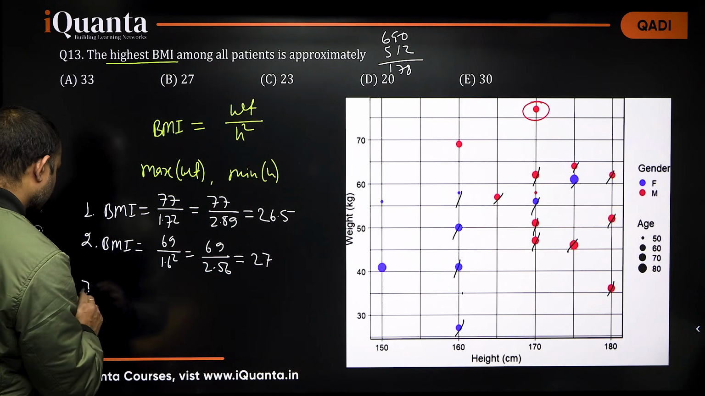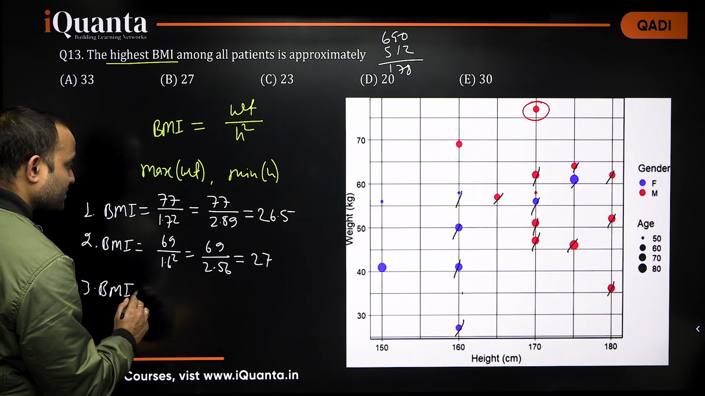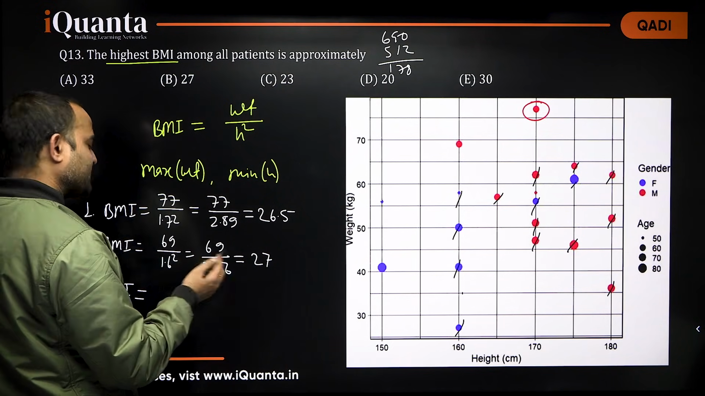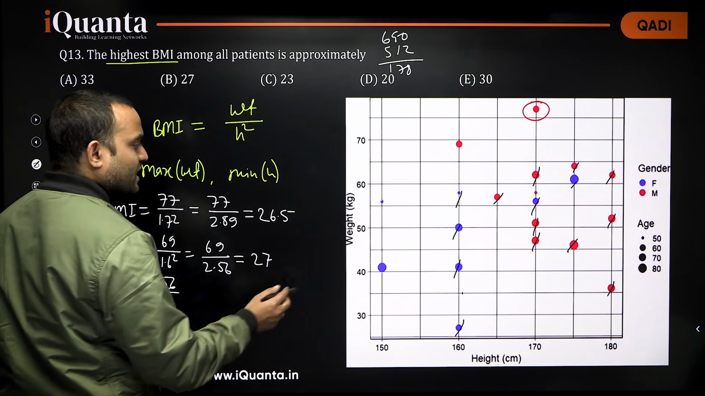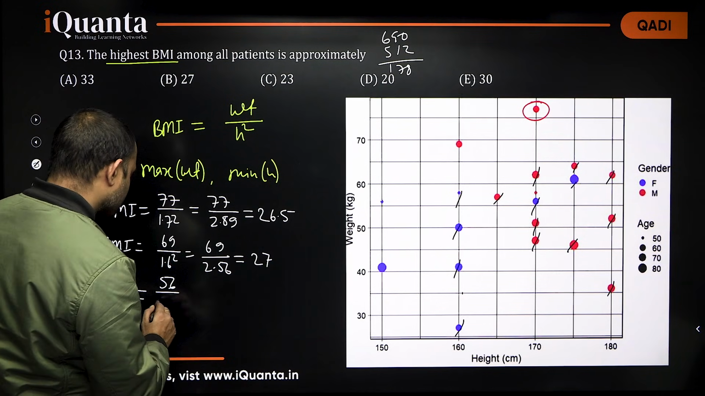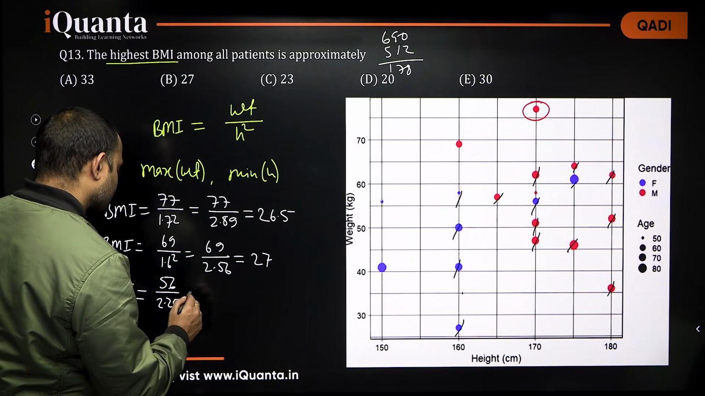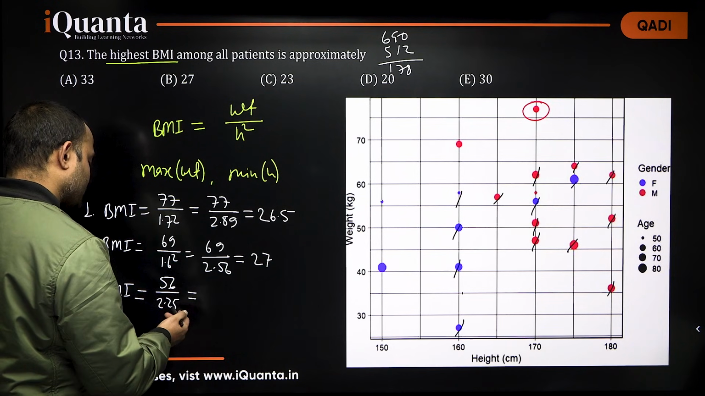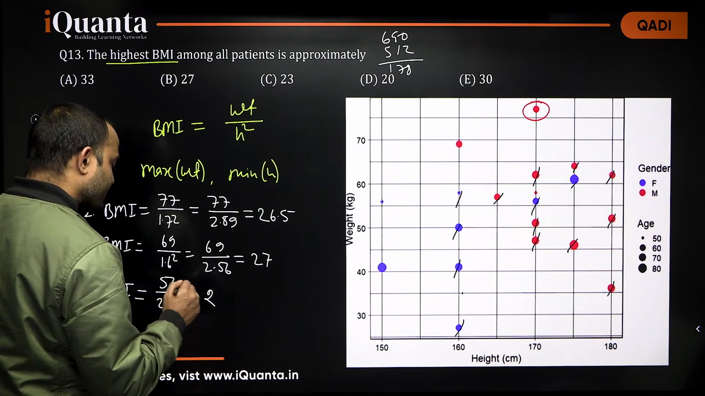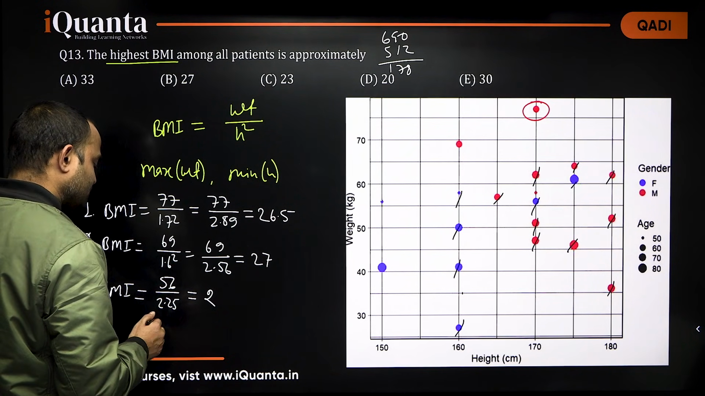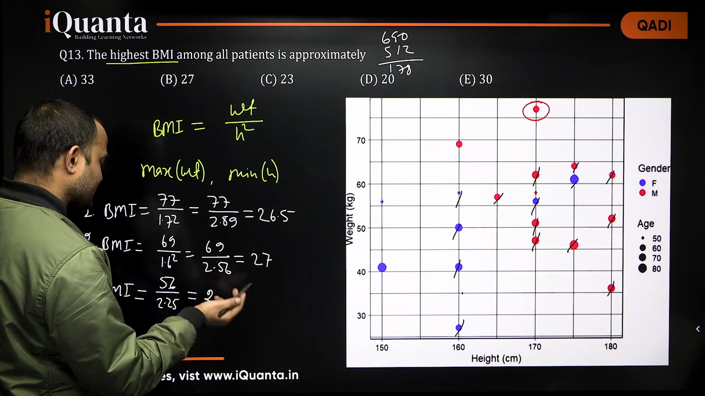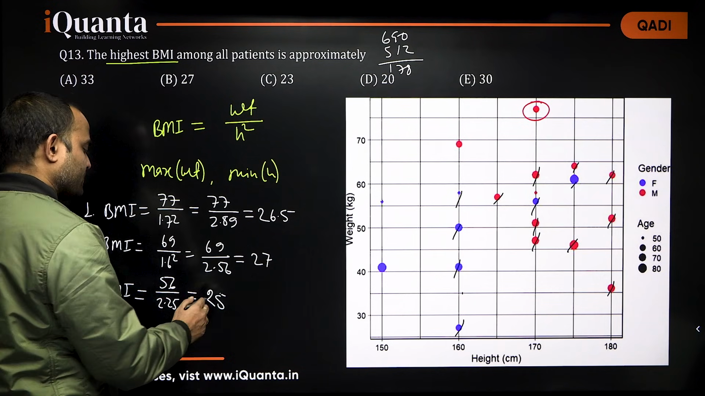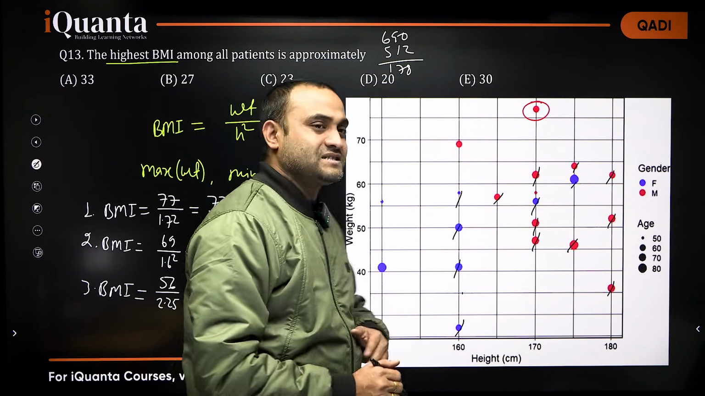This is approximate 27. And then in this case, we can check this one. So in the third, BMI will be equal to 55, 56 we can take this, or maybe 57. 56 divided by 1.5 whole square, that is 2.25. So this will give us 56 upon 2.25. This is very much less than 25, right? Even if this is approximate 25, I am not sure, but this is definitely less than 27.